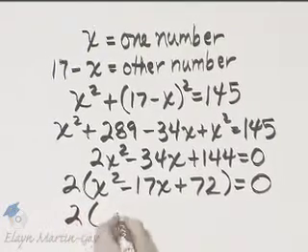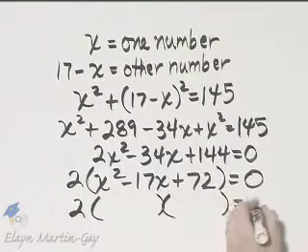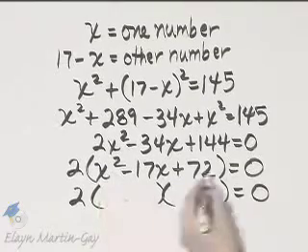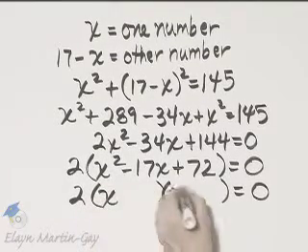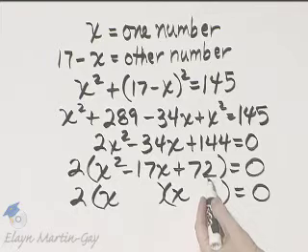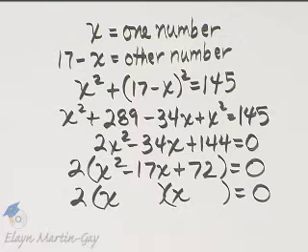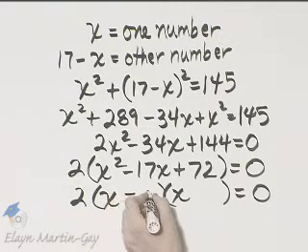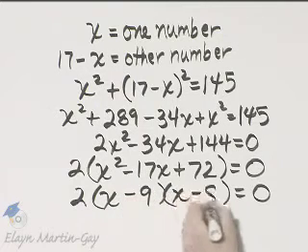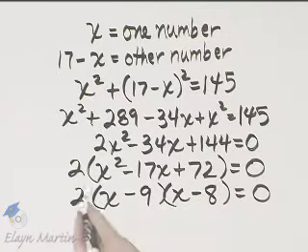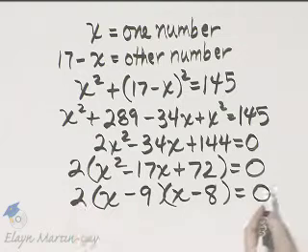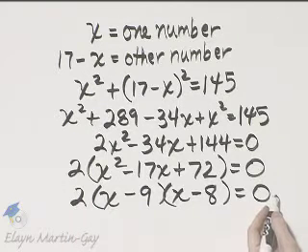Keeping my 2, I'm going to now draw 2 sets of parentheses and try and factor this trinomial. X and x gives me x squared. What are 2 factors of 72 whose sum is negative 17? Those are negative 9 and negative 8. Yes. Now remember then, you set each factor equal to 0. Setting 2 equal to 0 will give you no solution since there's no variable.